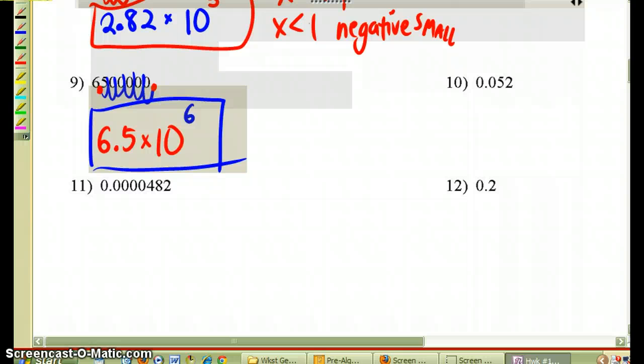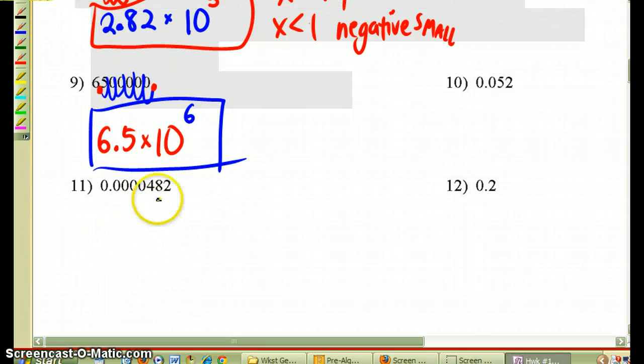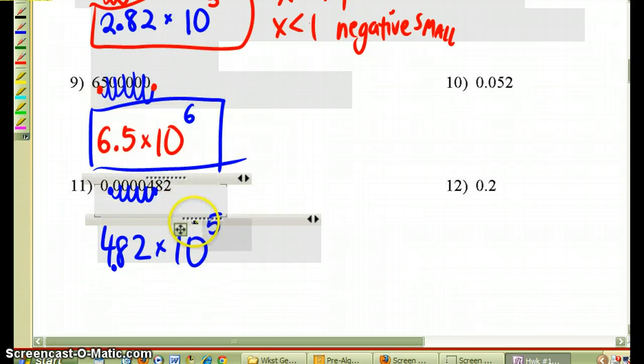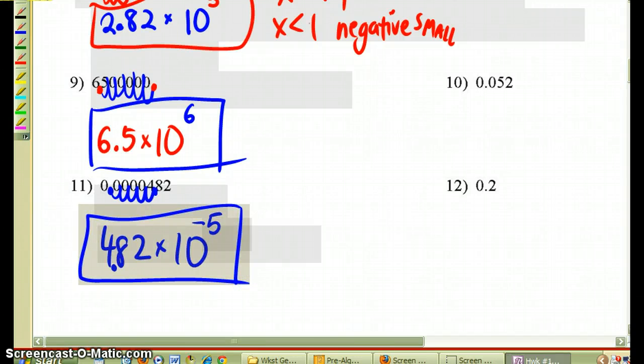Number 11. I know that it's a small number just looking at it because it's a decimal. So I know that it's going to be a negative when I look up here. So just to make sure I remember that. I see a 4, 8, and a 2, placing the decimal in between the 4 and the 8. Times it by 10. Then I'm going to take the decimal here, put 1 over here, count the spaces. 1, 2, 3, 4, 5 spaces. 5. And remember it was a small number, so negative 5 for me.